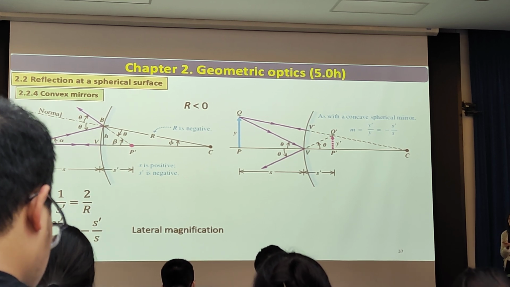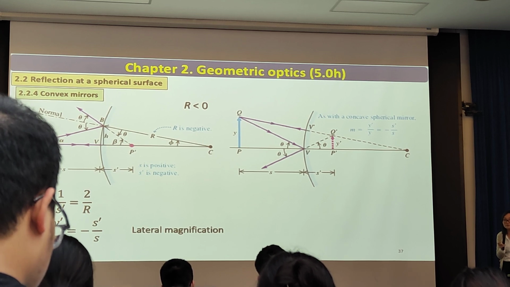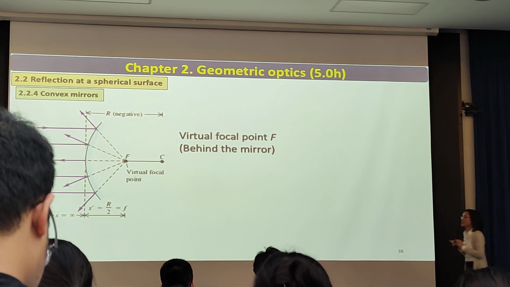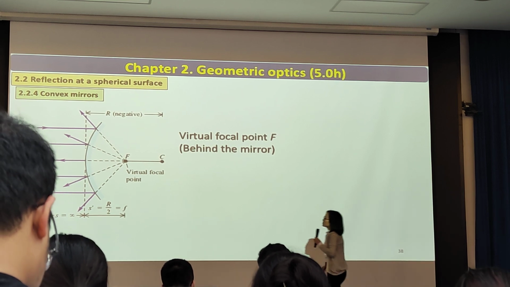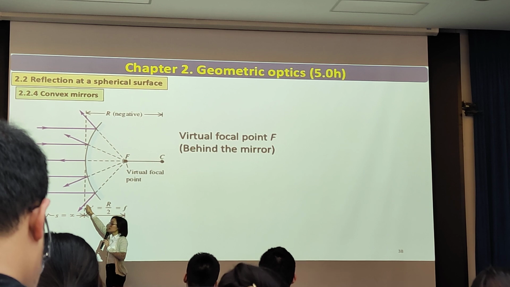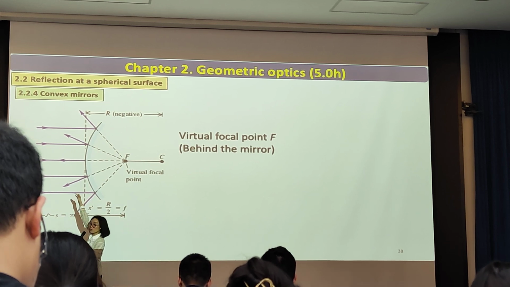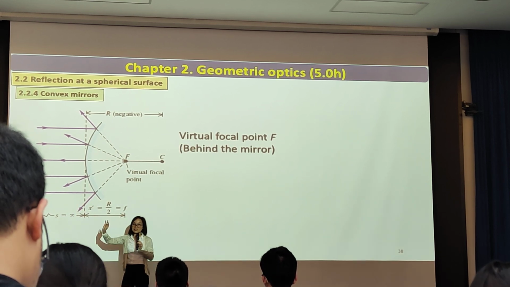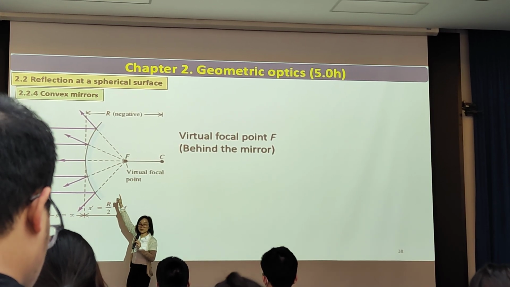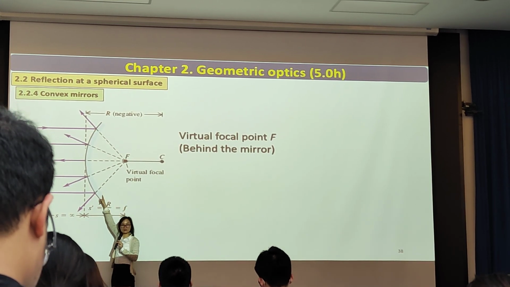And you know how to draw for the case of a convex mirror, right? And the focal point, yes. In this case, you see, if you have the incoming rays parallel to the optical axis and the reflection like this one, actually they don't meet each other. You need to do the extension, right? So that's why you see the dash line.